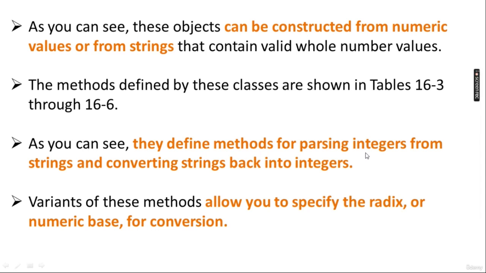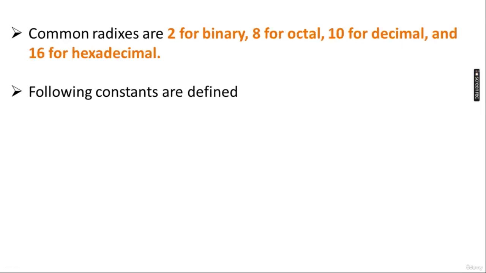As you can see, they define methods for parsing integers from strings and converting strings to integers. Variants of these methods allow you to specify the radix, or numeric base, for conversion. Common radixes are 2 for binary, 8 for octal, 10 for decimal, and 16 for hexadecimal. These radixes we have already introduced in the information technology part.